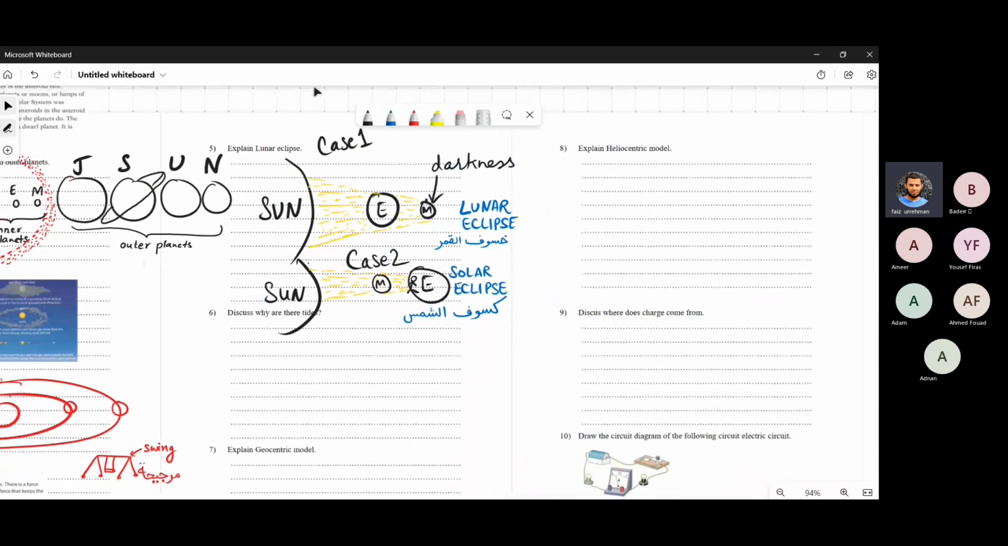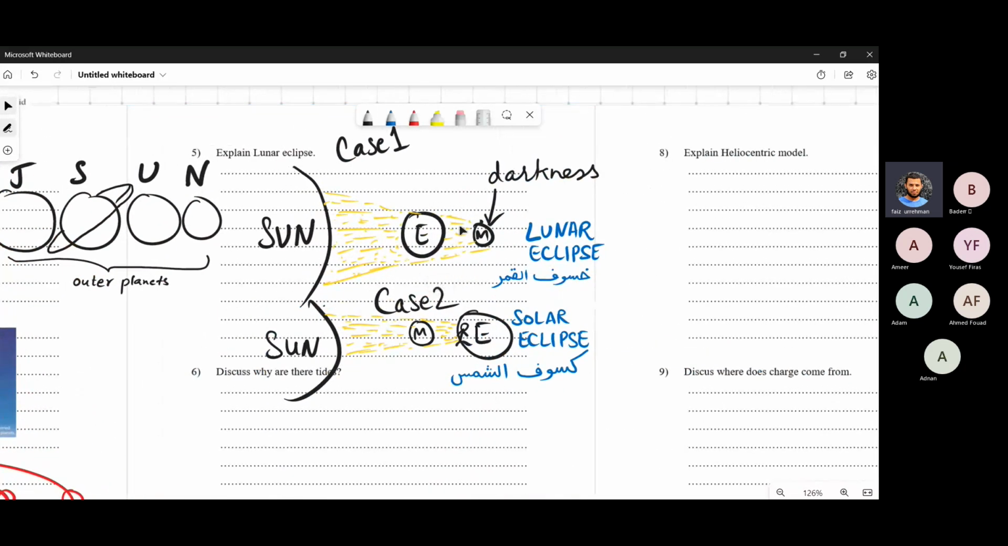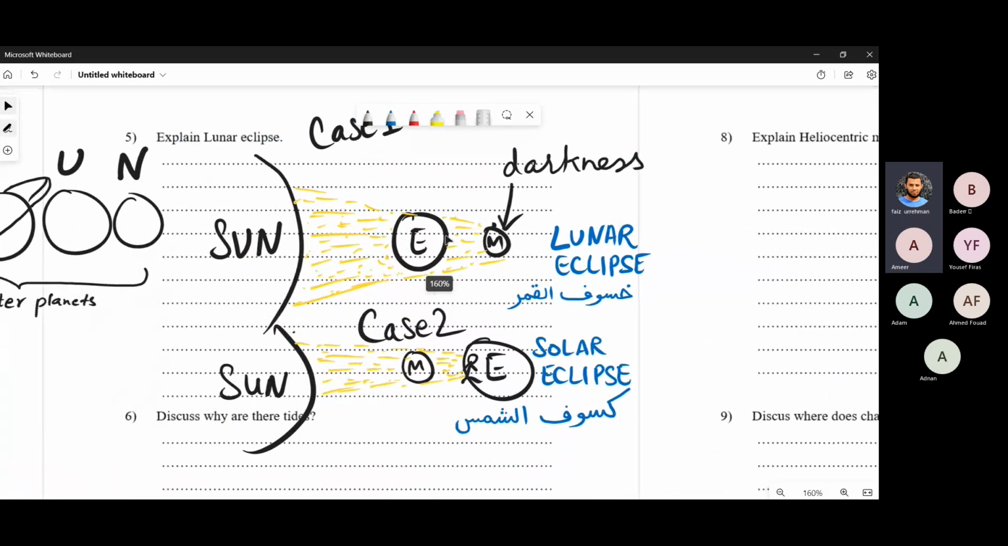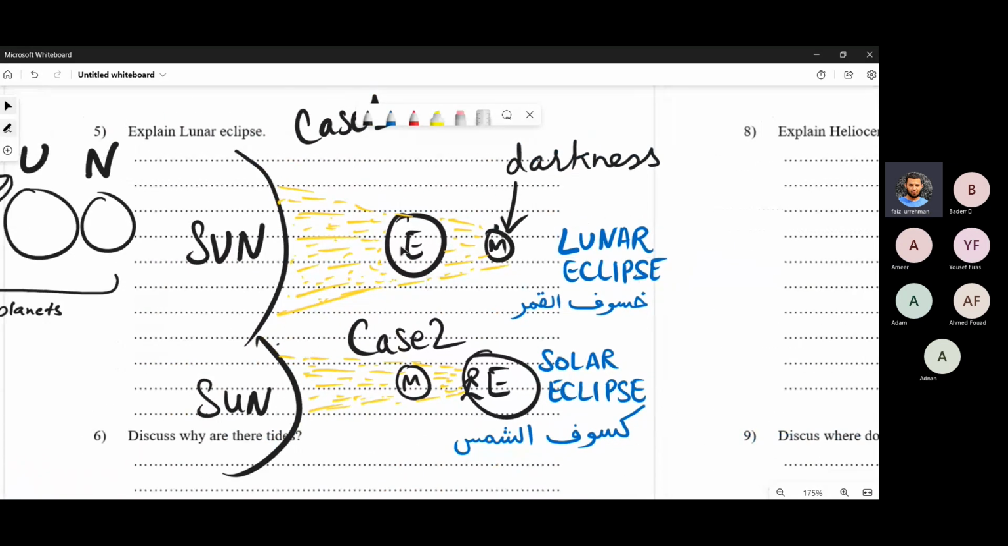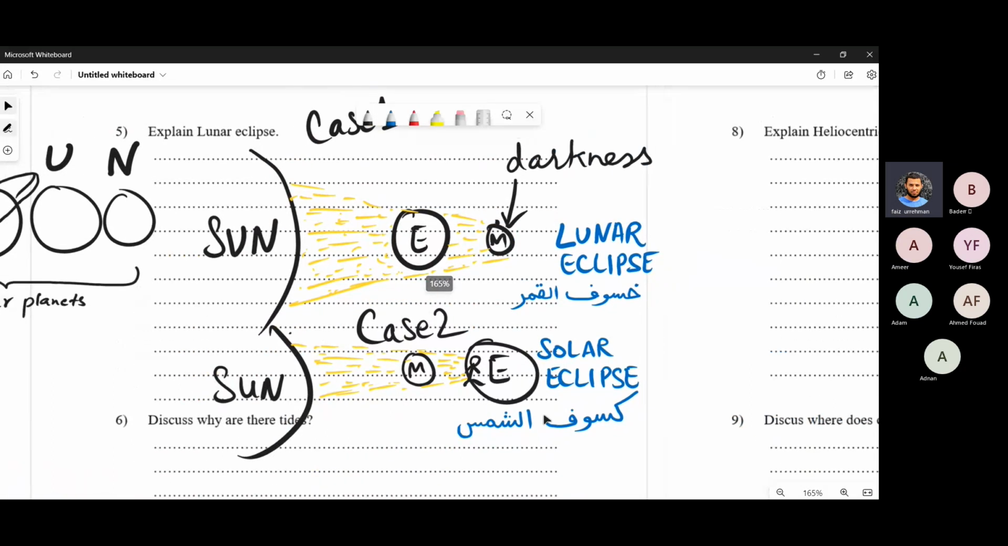So if someone asks you to explain, you can draw a simple diagram, only one. If they ask you about lunar eclipse, draw the above diagram. If they ask you about solar eclipse, you can draw the below diagram. And you can just write two or three sentences explaining the concept. That in lunar eclipse, the earth is between sun and moon. In solar eclipse, the moon is between earth and sun. And then you can tell what the effects are.